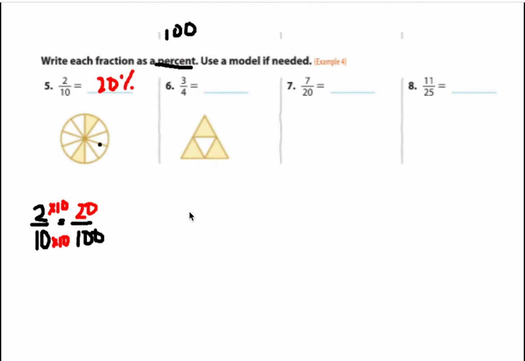Let's go to the next one, 3/4. Now, with 3/4, we all know that 4 quarters equals $1. So we know it's possible to get 100. All you have to do is ask yourself, what times 4 gives you 100? Type it in the chat box. What factor times 4 gives you 100? You're right, it's 25. And 25 times 3 is 75. There we go. We have our percent.